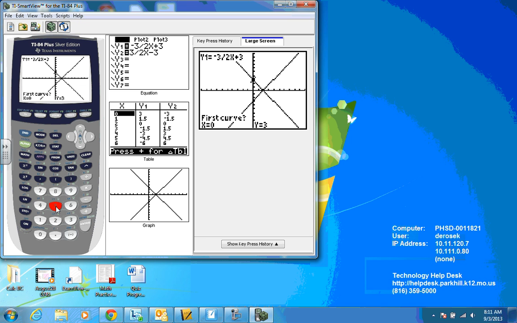So first curve means I'm on one of the lines. I'm going to hit enter. Second curve means my little blinking guy is on a different line. I'm going to hit enter. And then it says to guess. So I'm going to move it about right there and hit enter. And it tells us the solution is 2, 0. Okay?